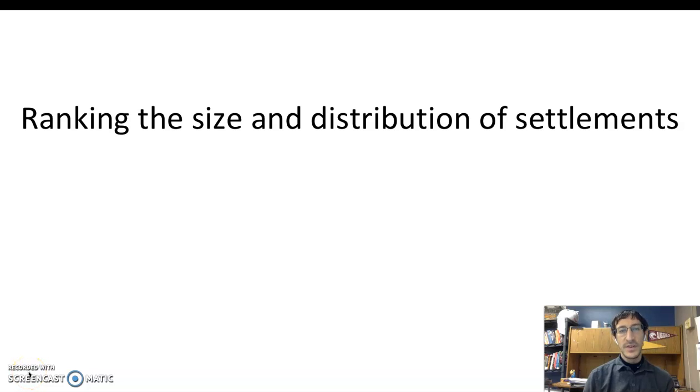So continuing our conversation on the location of services. We're switching to the second half of the chapter, or the second topic of the chapter, which is size and distribution of settlements. And this will play into the idea of location of services and why we find services where they are. So the two ideas are going to start coming together here.